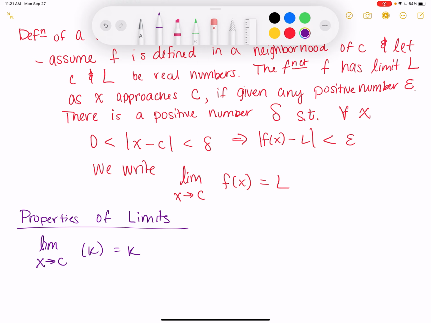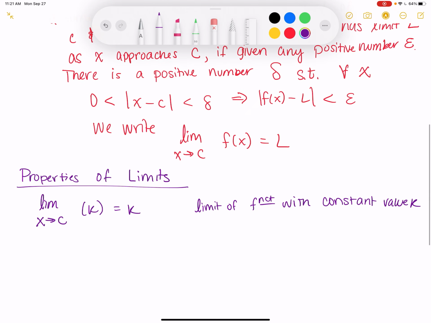All right, this first property is the limit as x approaches c of k, just being a number, is equal to k, because the limit of a function with constant value k in this particular case.